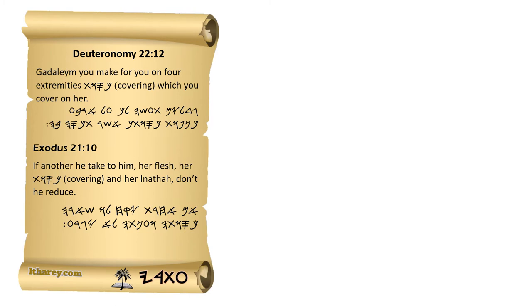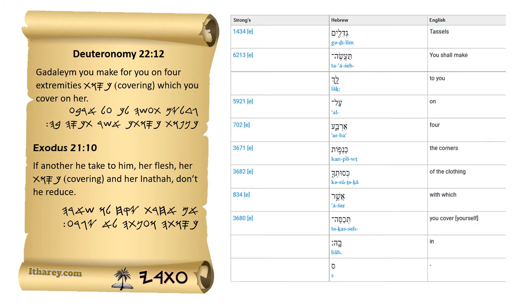The only word they got right was covering, but sometimes they translate it as cohabitation. And so we're being lied to in the scriptures. We're being deceived. The word we definitely know, kasu'ut, is a covering, okay? And it appears twice, one in Deuteronomy. I mean, it appears more than twice. It's definitely covering. Let's look at it right here in the scriptures.